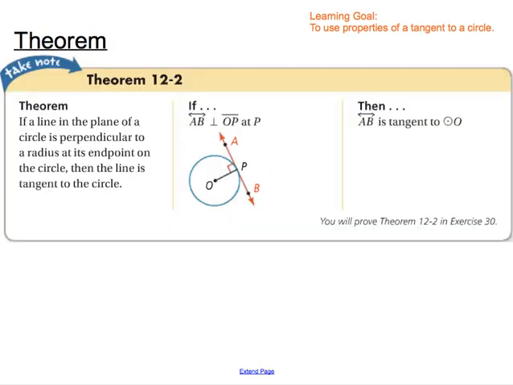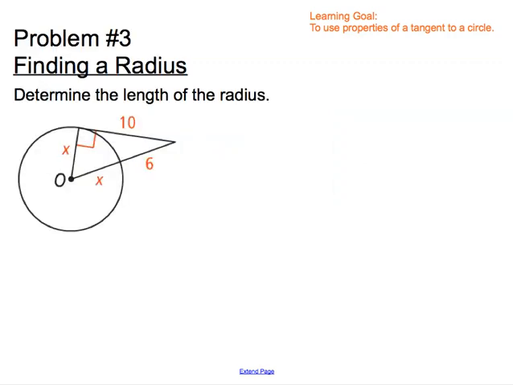Our second theorem is actually the converse of our first theorem. So here it says if a line in the plane of a circle is perpendicular to a radius at its endpoint on the circle, then the line is tangent to the circle. So here we can use this to determine the length of the radius. So here we have a right triangle where one leg is 10, the other leg is x, and the hypotenuse is x plus 6. So we know that 10 squared plus x squared has to equal x plus 6 quantity squared.